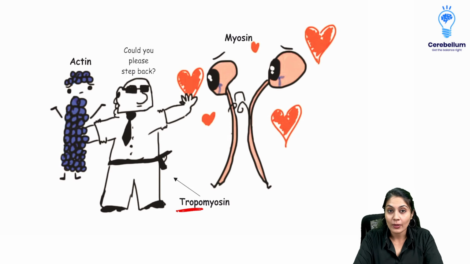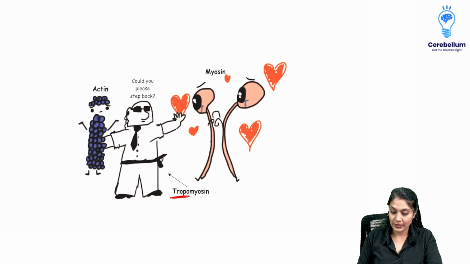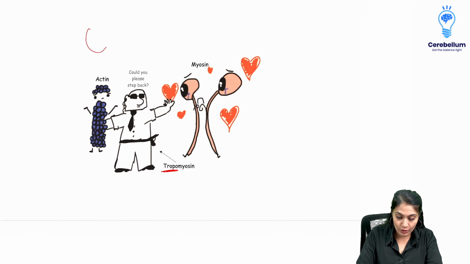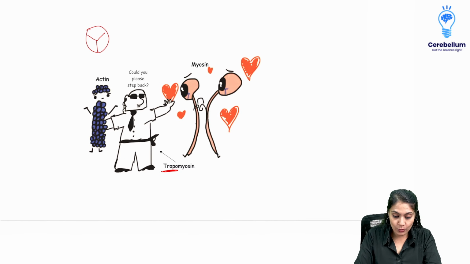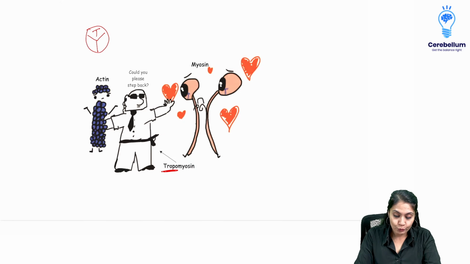Now, if I talk about the contraction, I need to displace the tropomyosin. How do we displace this tropomyosin? Troponin is another type of molecule, which is heterotrimeric. What do you mean by heterotrimeric? It is going to have three different segments: troponin T, troponin I, and troponin C. The calcium is going to bind to the troponin C.